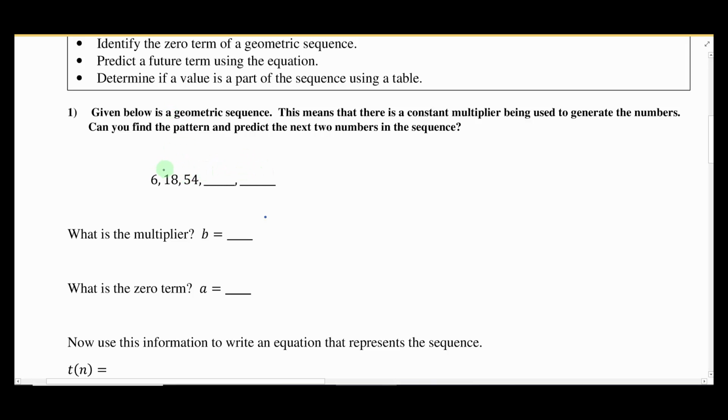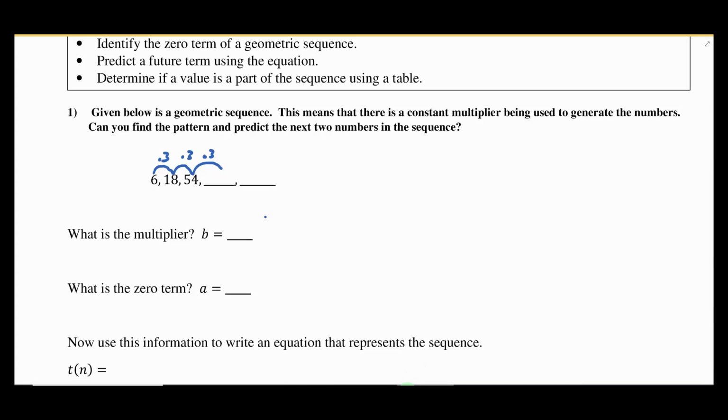All right. So if we look at this one closely, going from 6 to 18, we are multiplying by 3 here. All right, so 6 times 3 is 18, and then if I go from 18 to 54, we're multiplying by 3 again. So we see that pattern of multiplying by 3. So to get to our next term, we're going to do the same thing. We're going to multiply by 3 one more time.